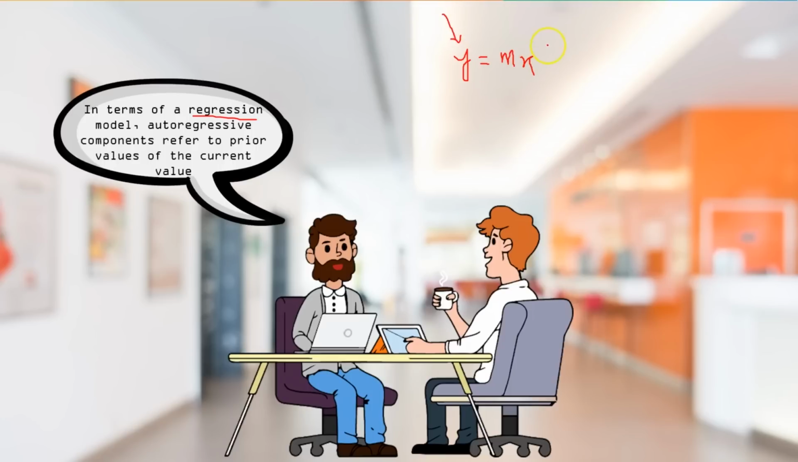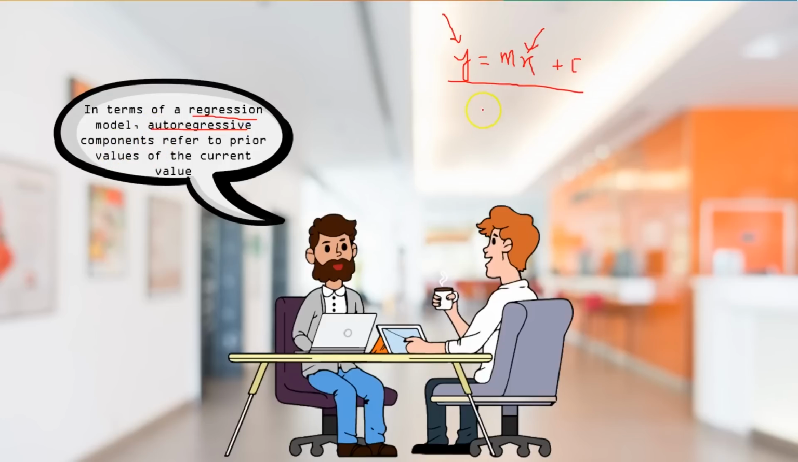One is the dependent variable and then there is an independent variable. Let me just complete this equation as well, mx plus c. Right? So this is a normal regression curve or a simple regression curve. Now here we are talking about auto-regression or auto-regressive.